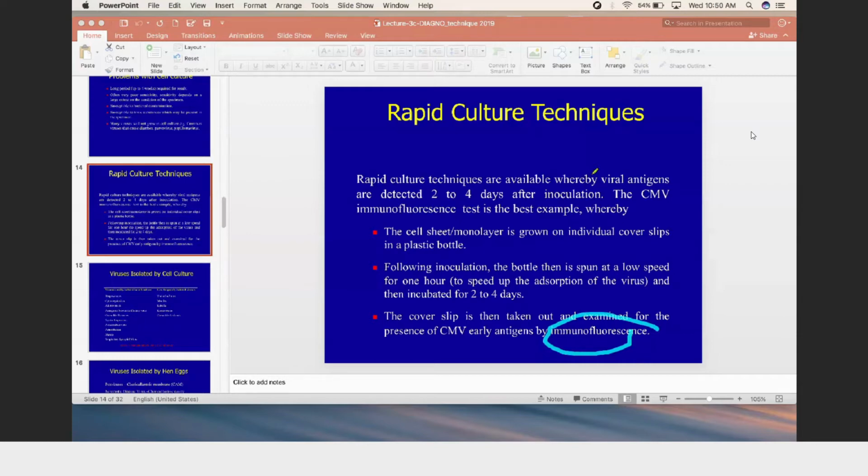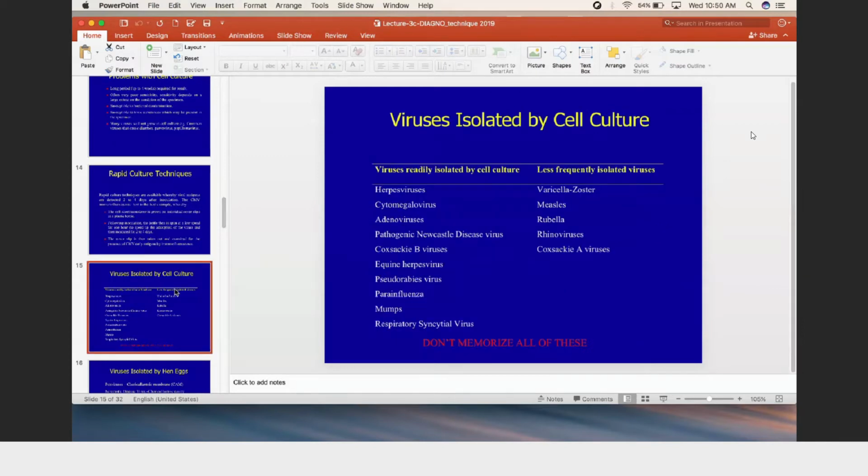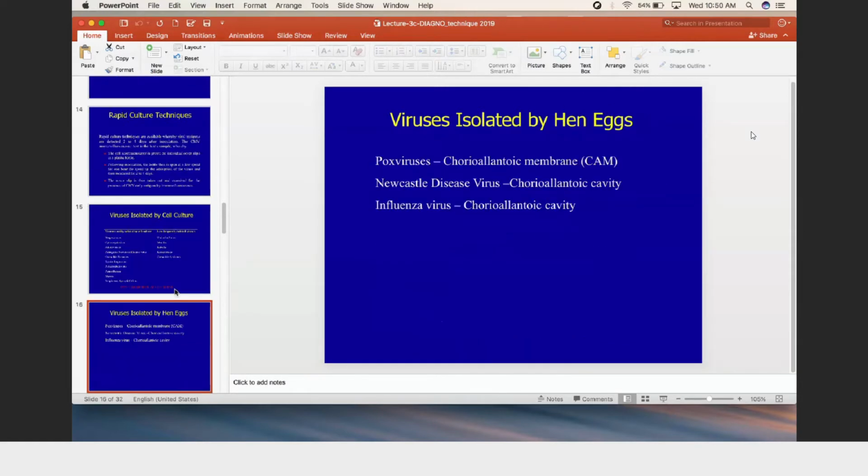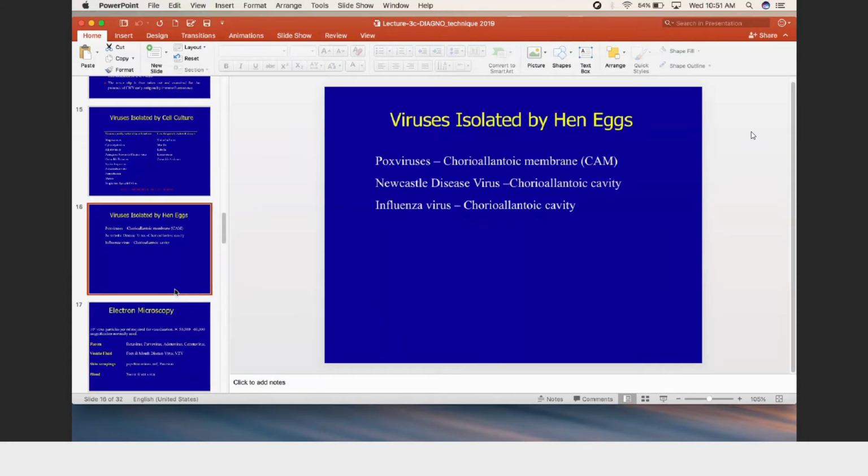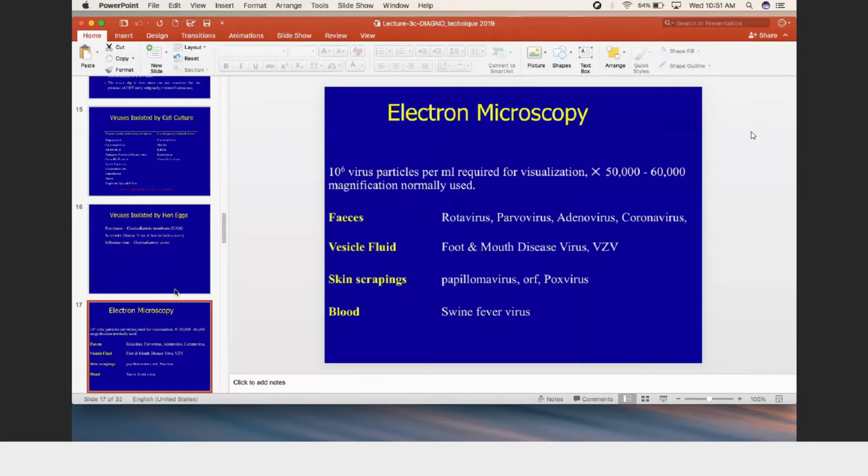So with this kind of technique, the virus can be detected in that way. So that is virus isolation. Not to mention this one: for virus isolation in eggs, normally if it is a pox virus, we use the CAM. For Newcastle disease virus, we go for the chorioallantoic cavity. If it is influenza virus, we also use the chorioallantoic cavity.